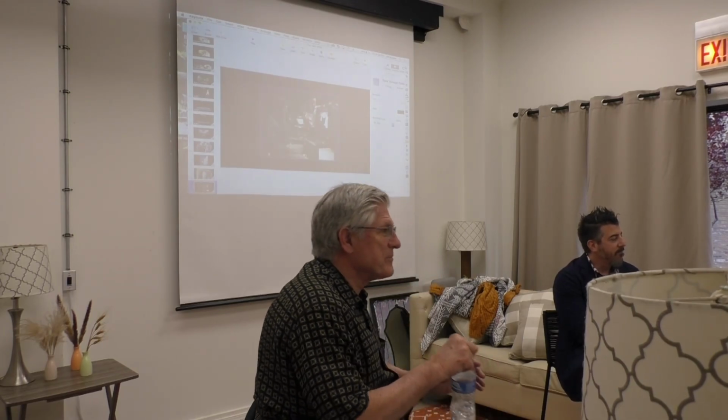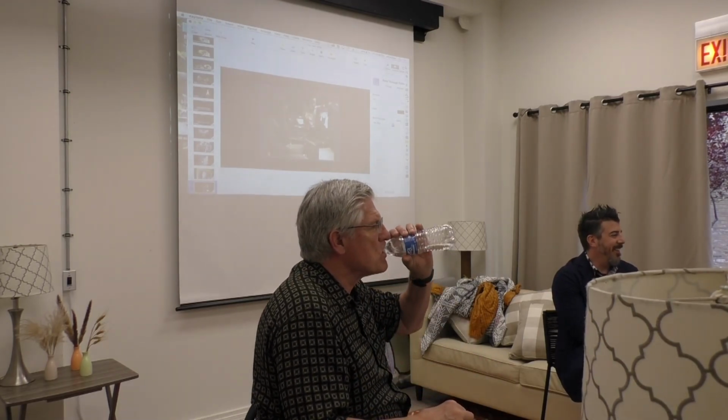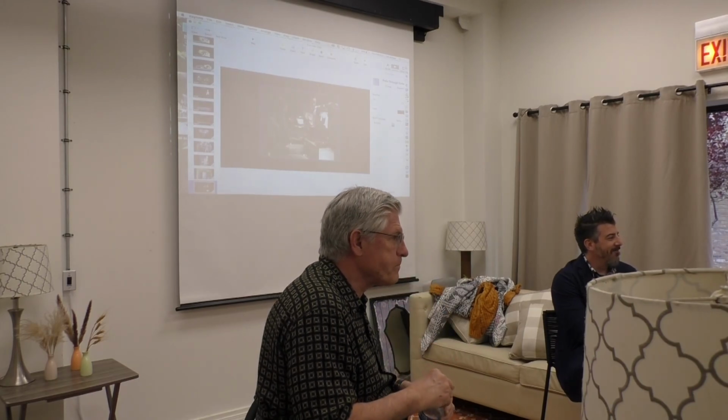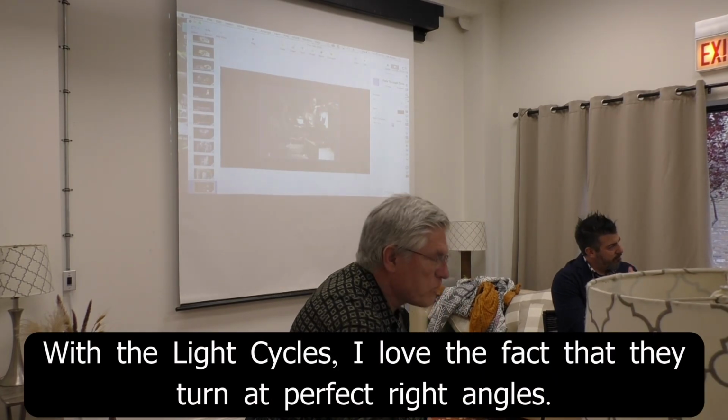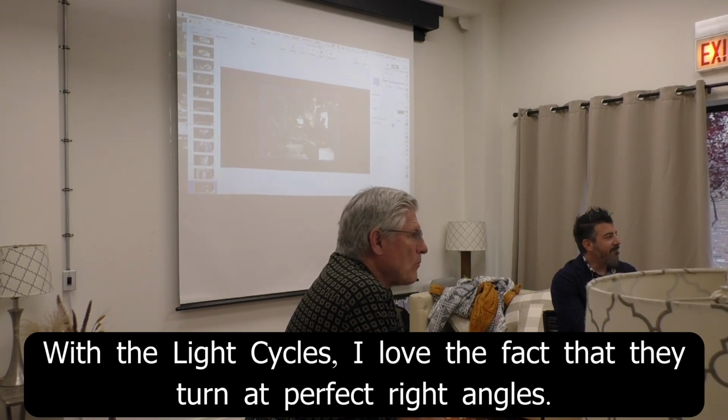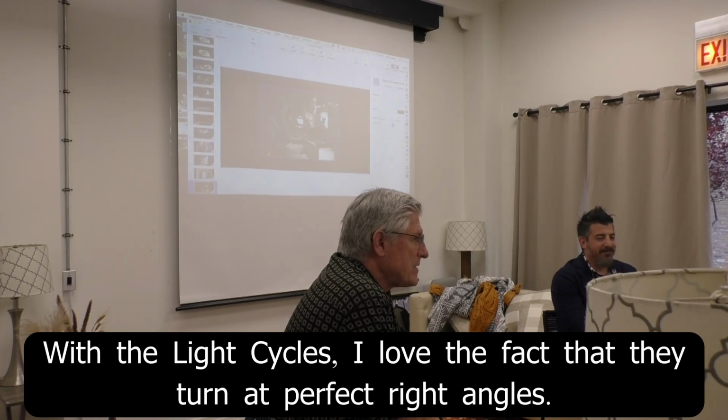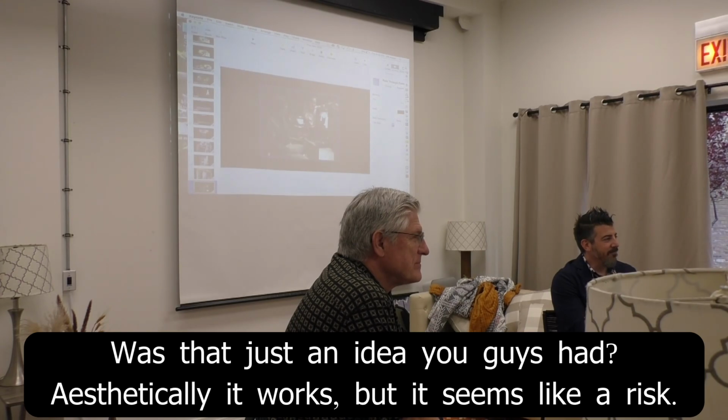This is a totally granular question. I apologize for the animation short question, but with the light cycles, I love the fact that they turn at perfect right angles. I'm so logical myself, I'm like, they have to bend and turn and do this and that, but in the sequence they're instantaneous. Knowing now that you couldn't really see it in advance, I'm wondering, was that just an idea you guys had that had to happen? Obviously aesthetically it works, but it seems like a huge chance to take, to figure out mathematically how they're going to turn and that it's going to look like that.